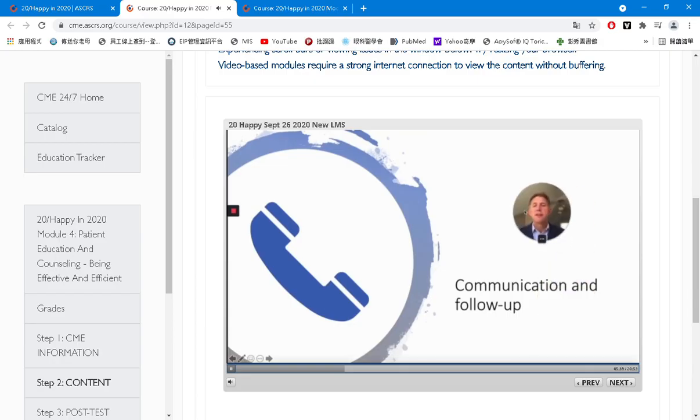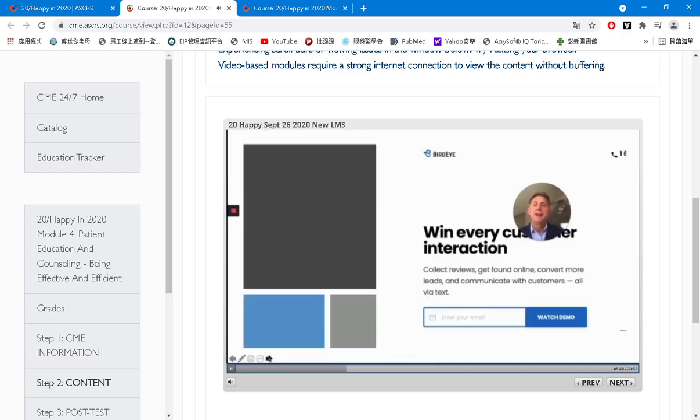As far as communication and follow-up, a lot of times we spend a lot of energy on the front end of that patient education journey, but there's also a back end to that. For example, there's a software called BirdEye that can help gather patient experience and help them share that experience on the internet with patient reviews. And I think that's a key aspect. It can also identify unhappy patients, so you can curtail that before it becomes a problem.